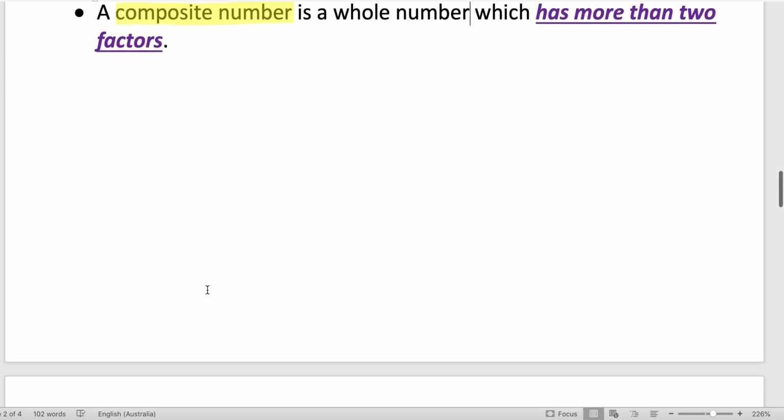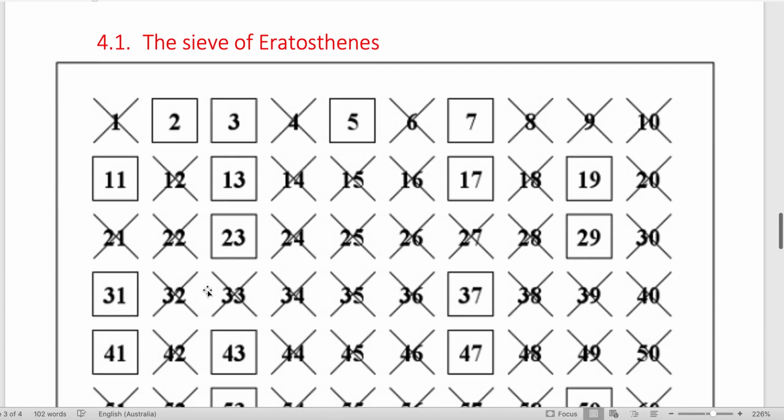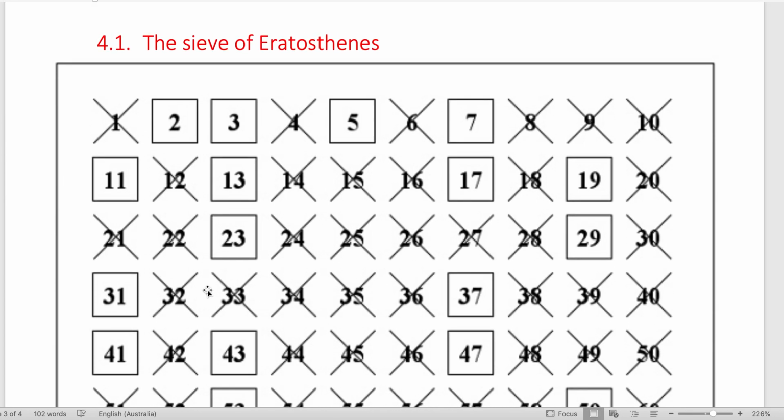Beautiful. Now, let's look at something here. Some of you might have heard of the Sieve of Eratosthenes. If you haven't seen it before, I recommend that you go into YouTube and search for it, because there are plenty of videos that explain how this works.